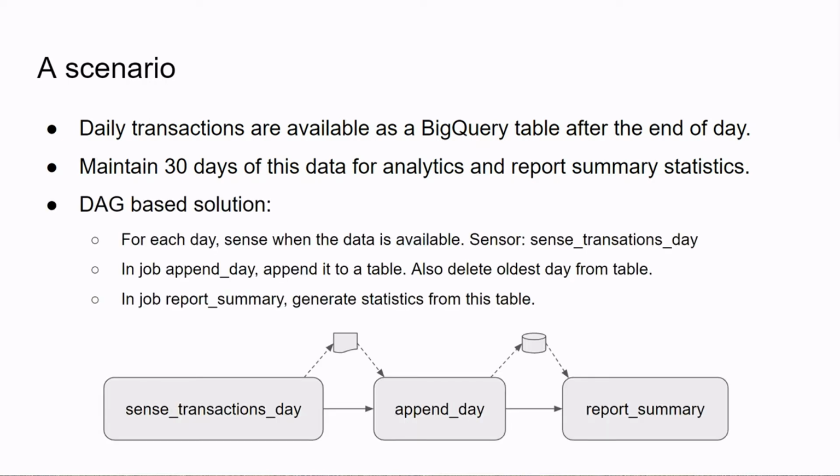So in the DAG-based solution, we have sensor sense transaction day, which is responsible for detecting the presence of a specific BigQuery table. Once it is identified, it triggers append day, which will take this BigQuery table and load it into our 30-day table and also delete one day from the 30-day table to maintain 30 days of data. It then triggers report summary, which will generate the statistics and ship it off. So this looks pretty simple. Let's take a look at what happens during normal operation as well as during failures.